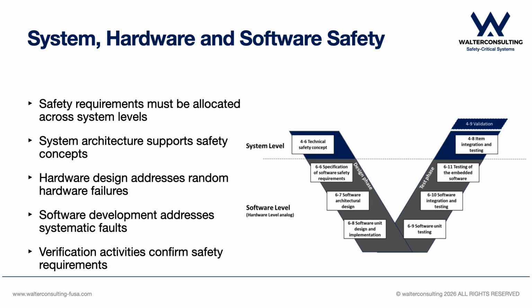After safety requirements have been defined, they must be implemented across the system. At the system level, engineers define the architecture and allocate safety functions. At the hardware level, potential random hardware failures must be analyzed and mitigated. At the software level, development processes focus on preventing systematic faults. Verification and validation activities are performed throughout the development process. These activities ensure that safety requirements are correctly implemented and that the system behaves as intended.